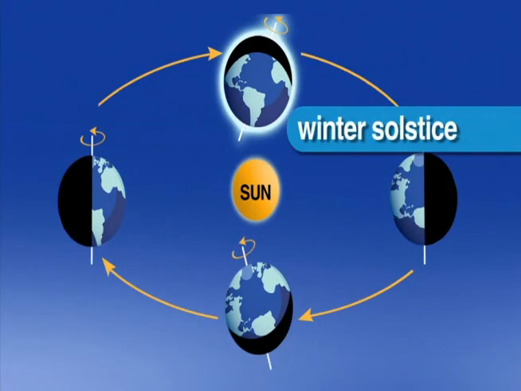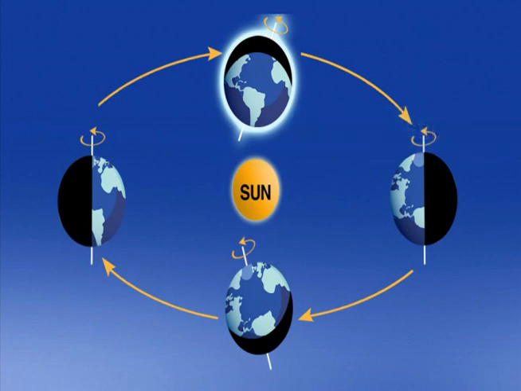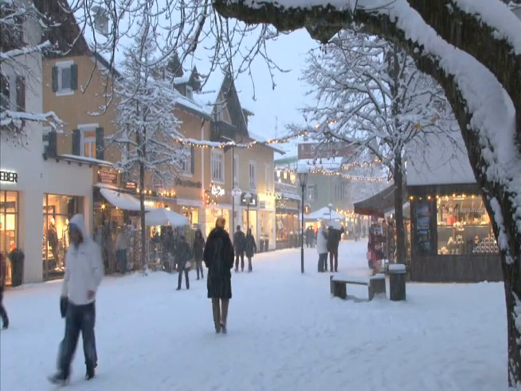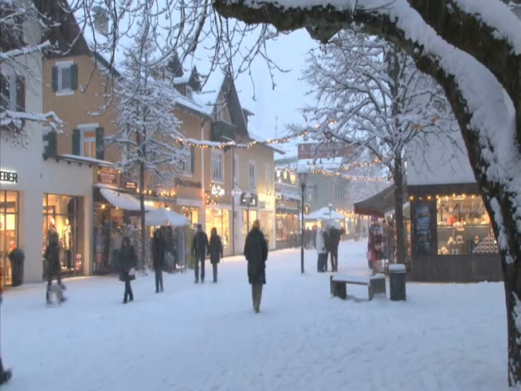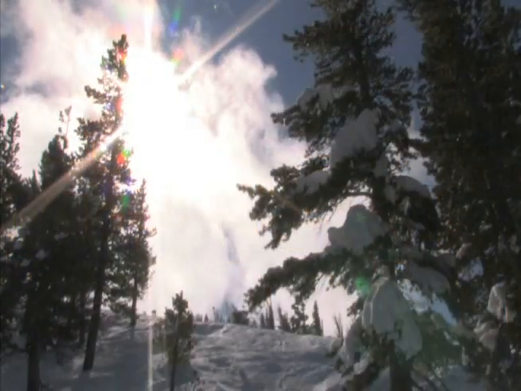The winter solstice, or the shortest day of the year, happens when the Earth's North Pole is tilted farthest away from the Sun. The winter solstice usually happens around December 21st. When it is tilted away from the Sun, it is winter in the Northern Hemisphere, and we receive less light.